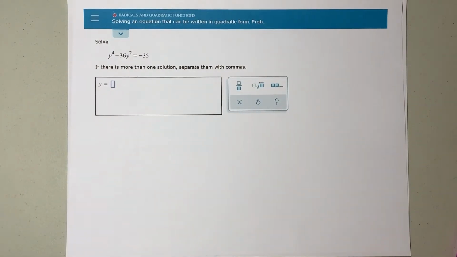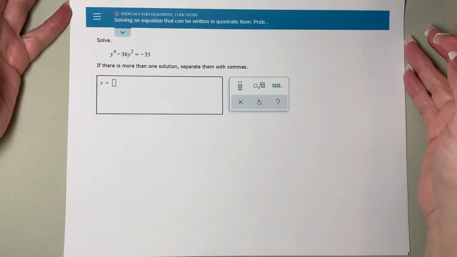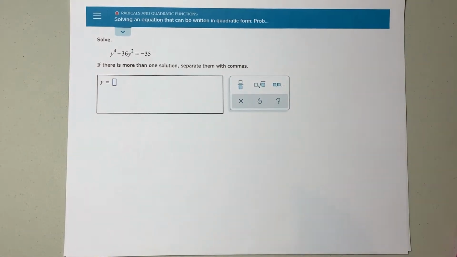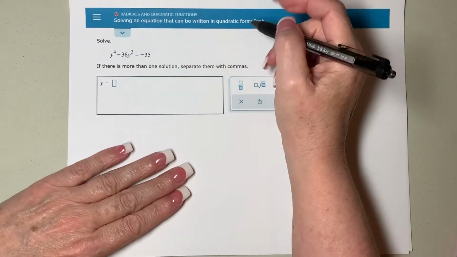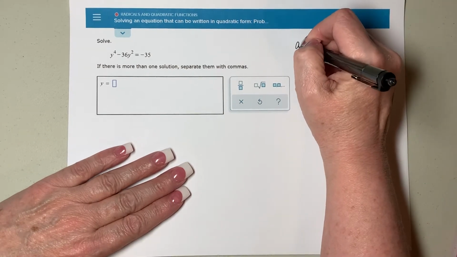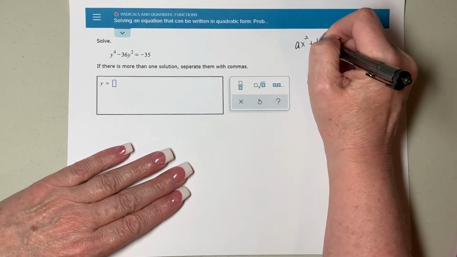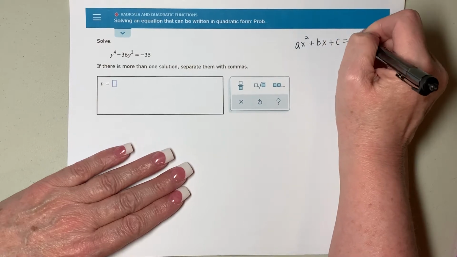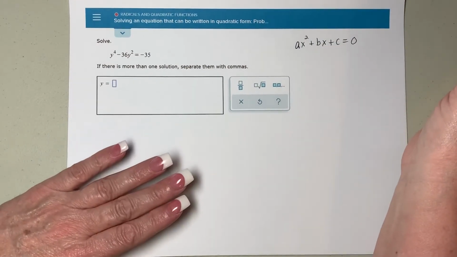Okay, this one says solving an equation that can be written in quadratic form, and then I don't know what it says after that. Supposed to solve it, but they want you to write it in quadratic form. Okay, now remember, quadratic form is ax squared plus bx plus c equals 0.